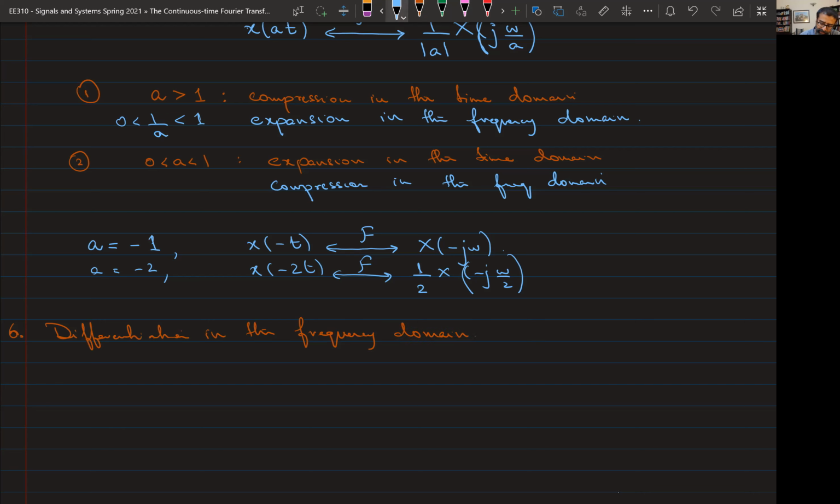Right, which is, say, if x of t has a Fourier transform equal to X of j omega, what is the inverse Fourier transform of, or sorry, the Fourier transform of d by d omega X of j omega?